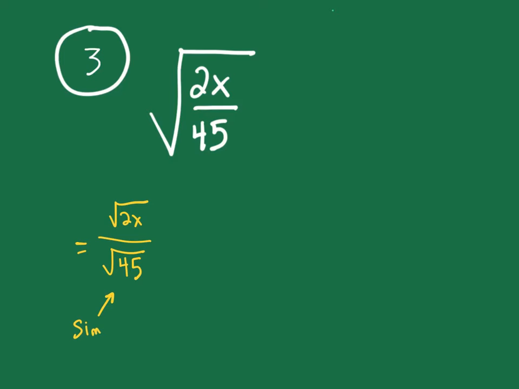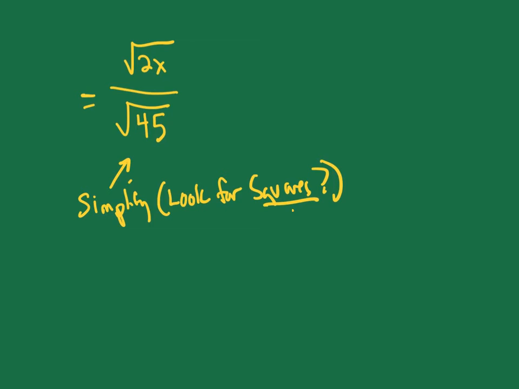So if we're going to simplify, we want to do this on top and bottom, but we're going to look for squares. And you want to do that on top and bottom. So squares, 1 squared, 2 squared, 3 squared, 4 squared, 5 squared. And you really needed to go to just about half of the number. And 25 doesn't go into 45 or 2. 16 doesn't go into 45 or 2, but 9 does.